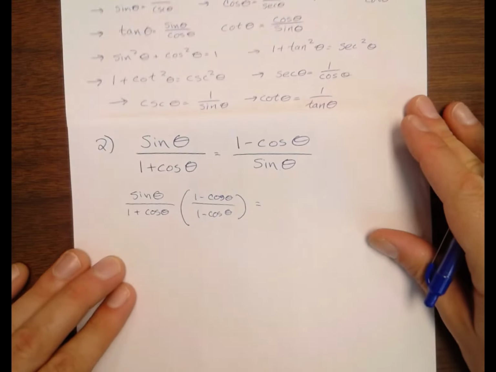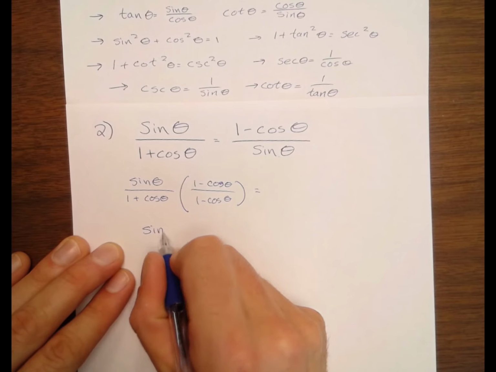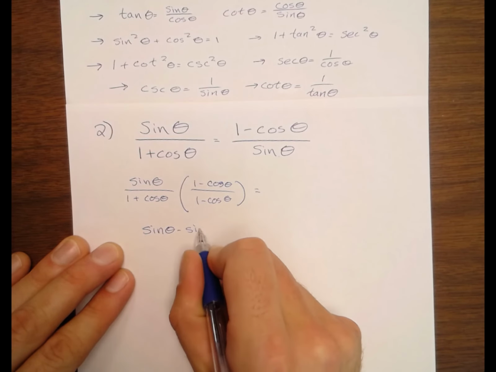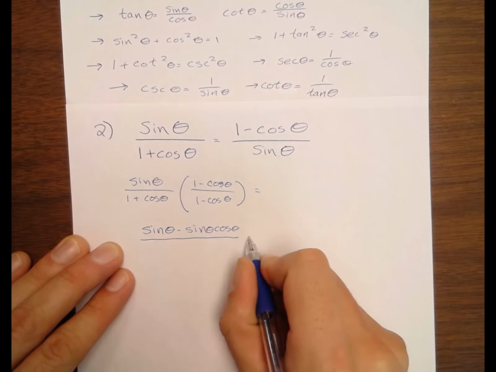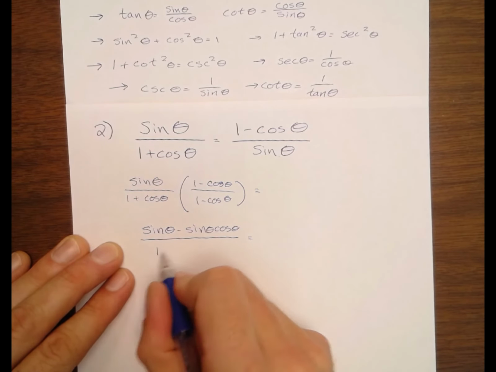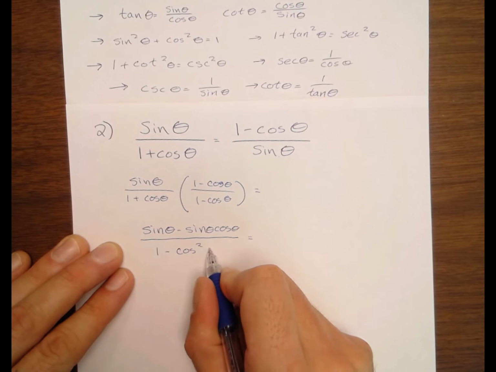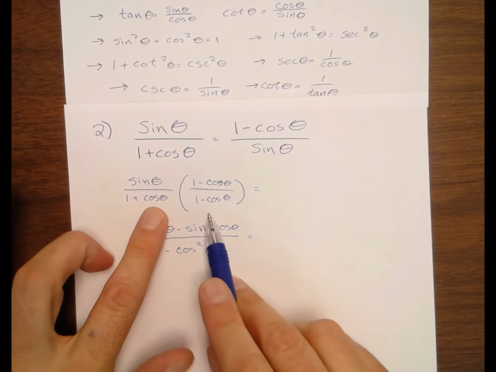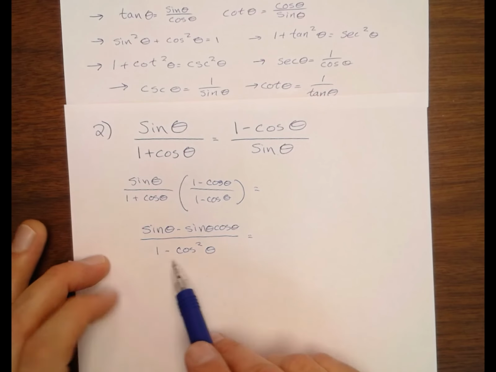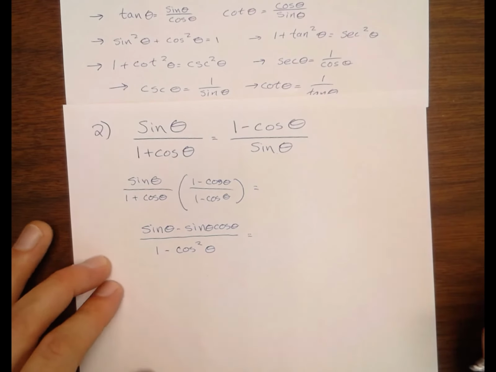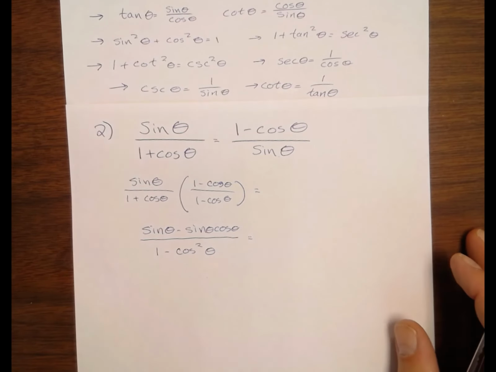Okay, so let me finish this guy off. We're going to distribute in the numerator. And in the denominator, we have a special factoring result. This is the difference of perfect squares. So a 1 plus cosine times a 1 minus cosine is 1 minus cosine squared. And you can FOIL that out if you don't believe me.